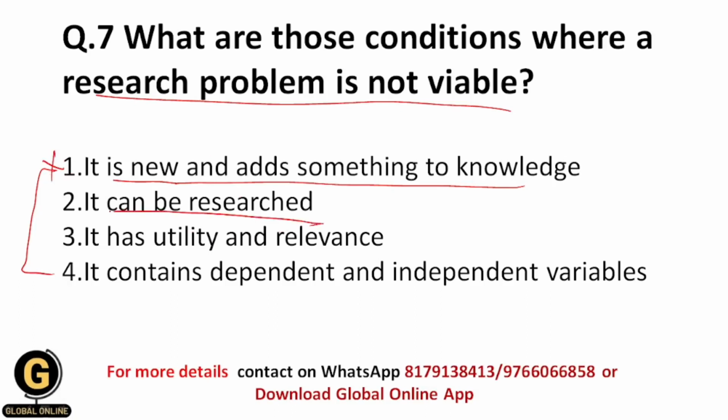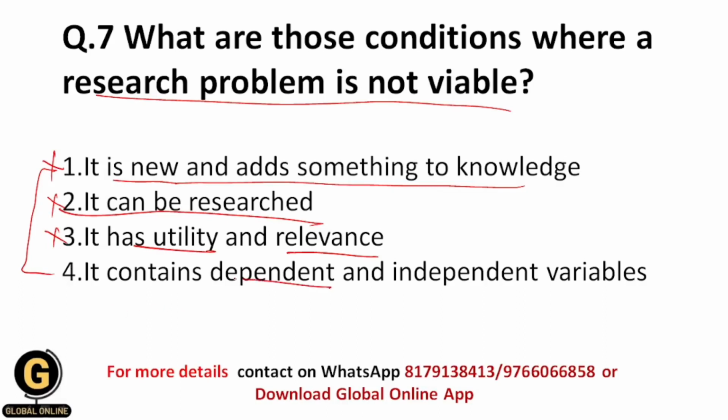It can be researched, it means that it should be researchable. Any research problem should be researchable, and only then is it viable. So this option is also eliminated. It has utility and relevance, meaning it should have some kind of benefit and it should have relevance. So this is also eliminated.